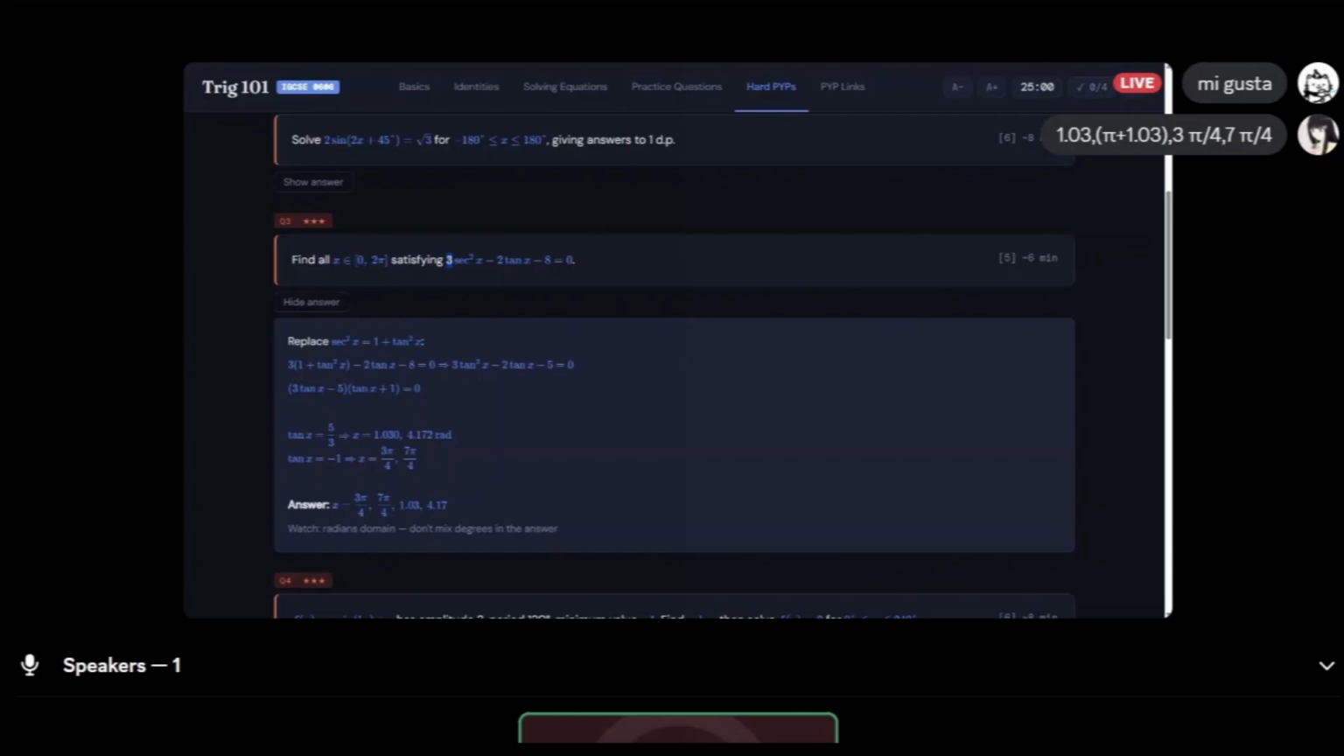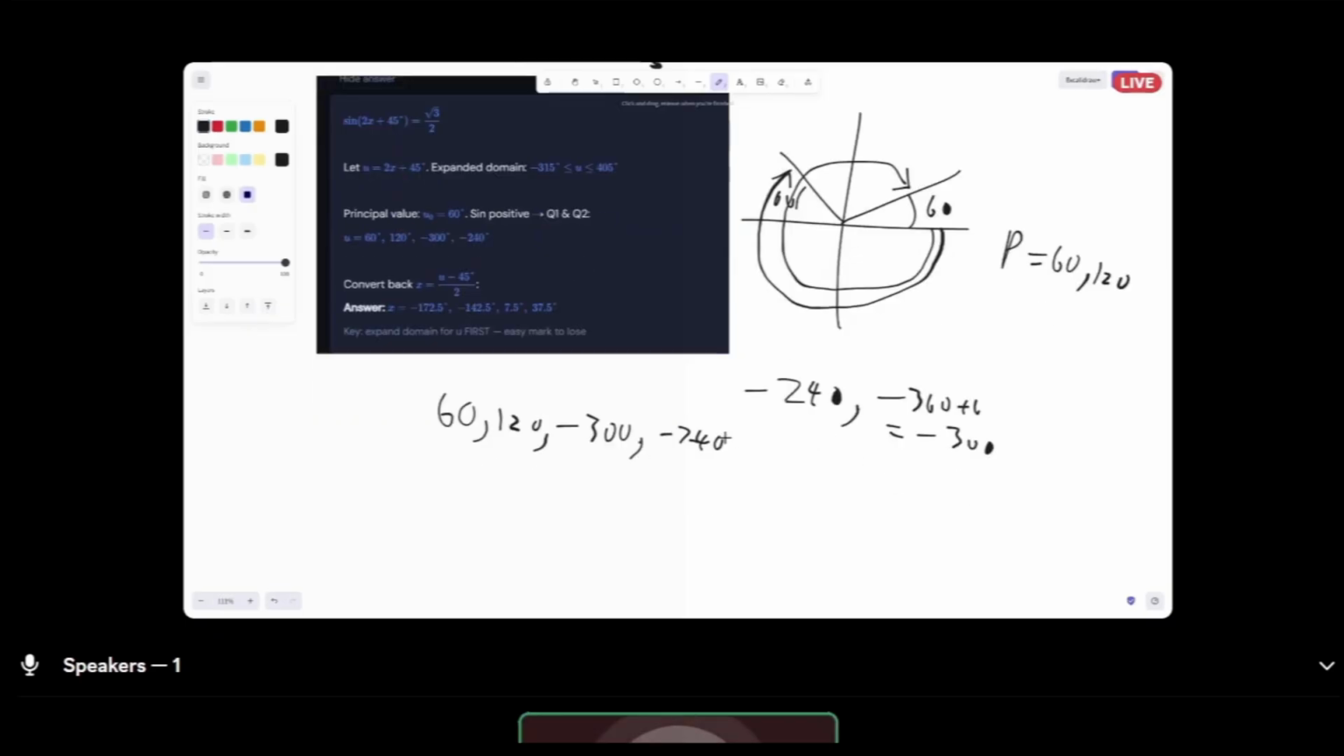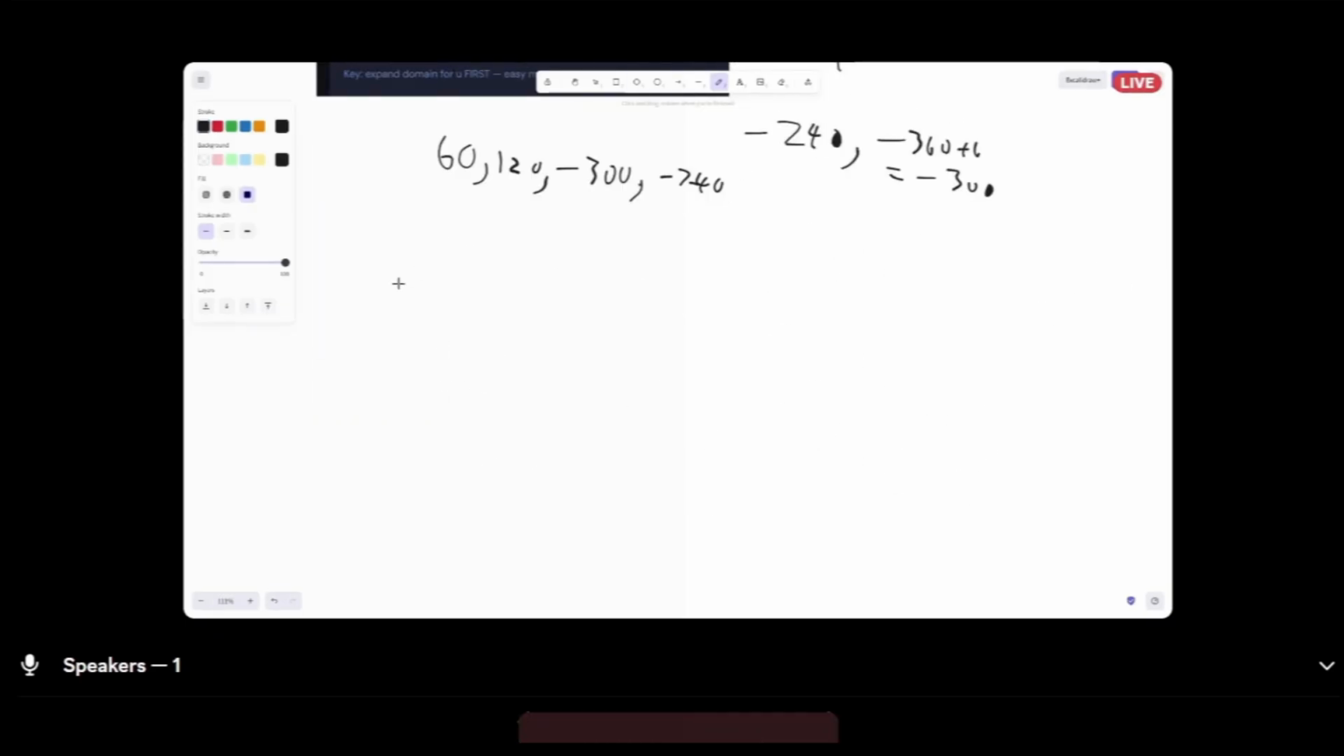And then after that, once you do everything, your final answer will be 3 tan squared minus 2 tan minus 5. So this is another quadratic. With the quadratic, factorize it, equals 0. You get the 2 answers. These 2 answers are one positive, one negative. I'll show you guys the ASTC again. This is the part where most people mess up.